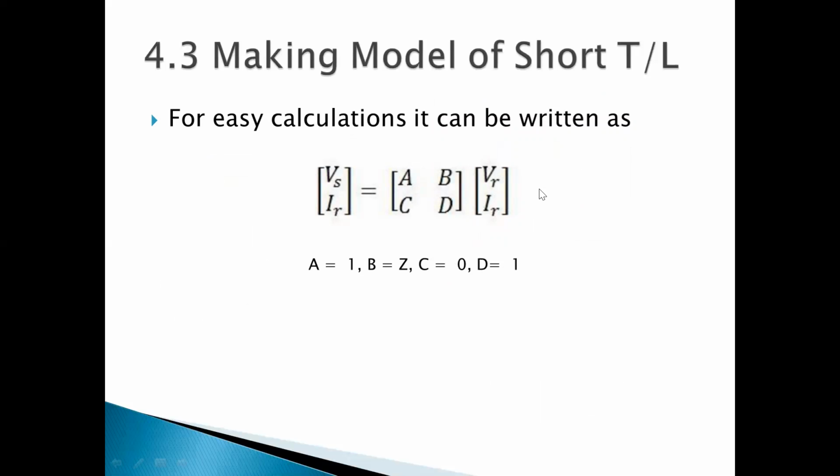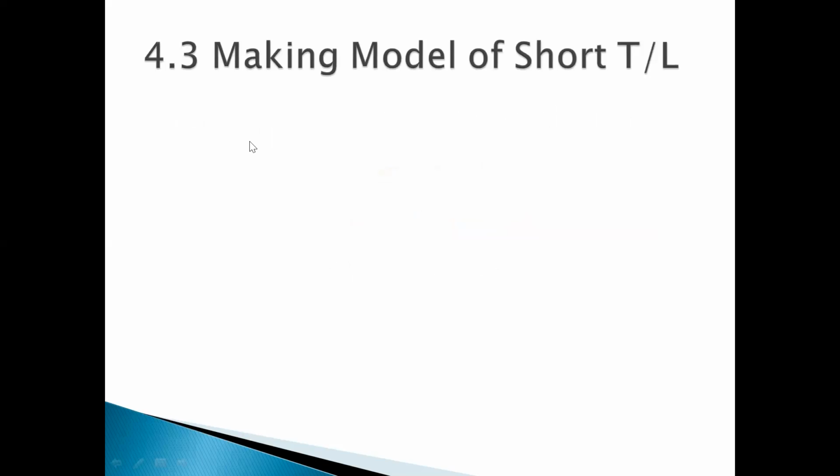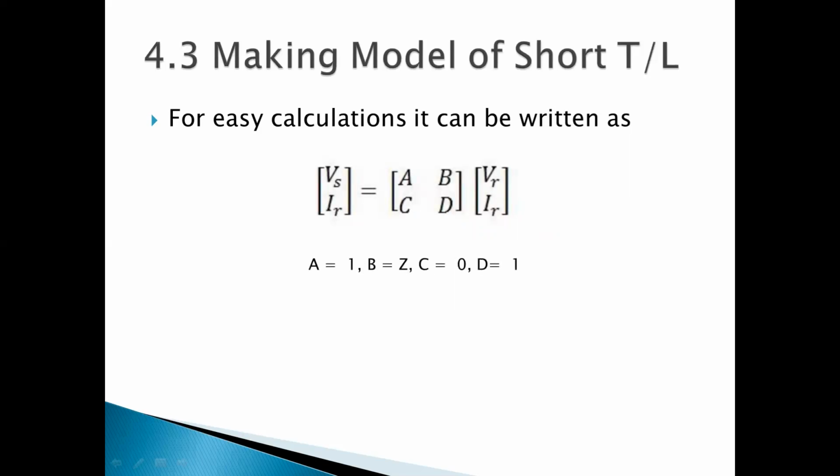It's nothing complex over here. We just wrote these equations in the form of a matrix. So I will just put the value of A equal to 1, B equal to Z, C equal to 0, D equal to 1. We can also find these values by using the matrix method, and we can also find them by solving linear equations by the substitution method.